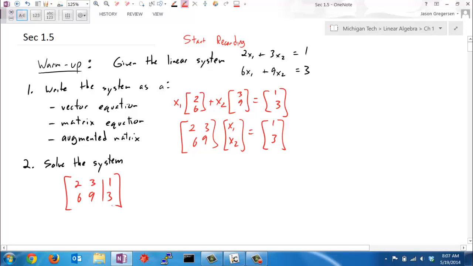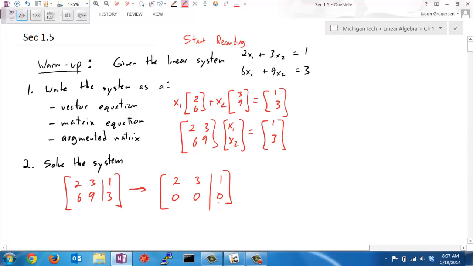All right, number 2 is solve the system. So we're going to use that augmented form and simplify this. The easiest way for me to do simplification is to take the second row and subtract 3 times the first row. So when I do that, I will get 6 minus 3 times 2, so 6 minus 6 is 0. 9 minus 3 times 3 is also 0. And 3 minus 3 times 1 is also 0. Now I get this as my row echelon form.